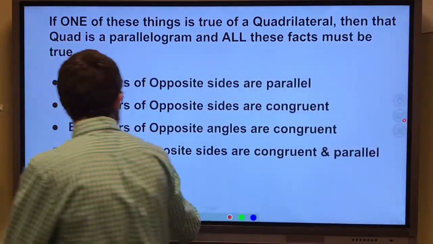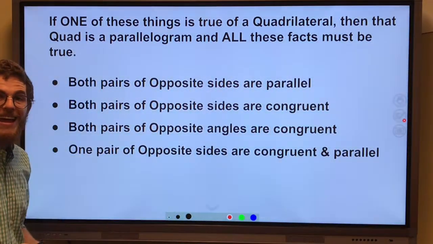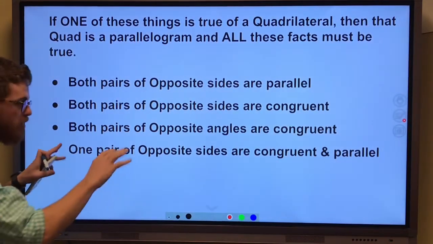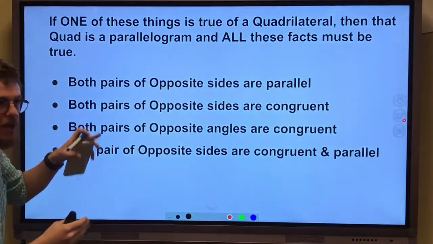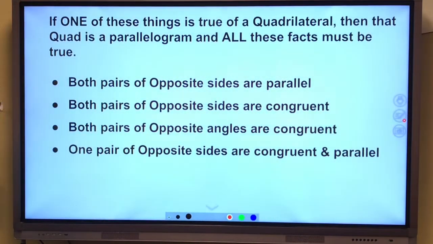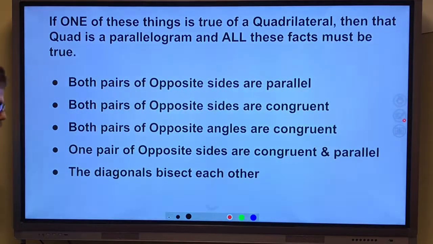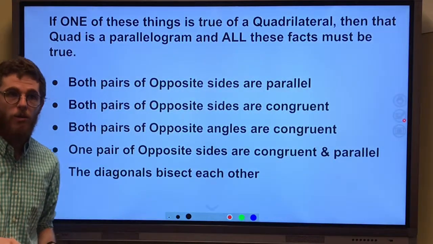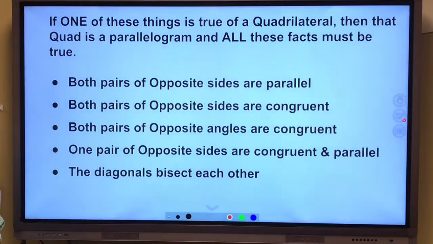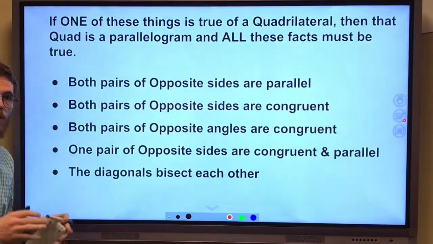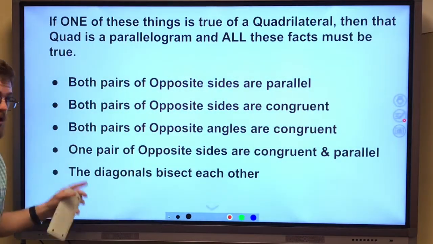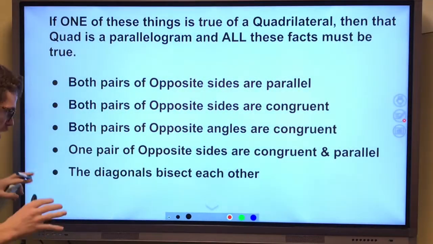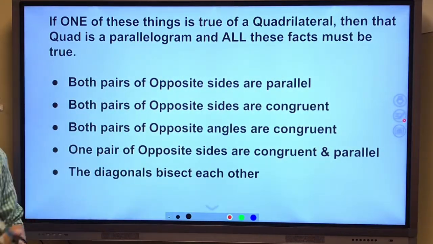If just one pair of the opposite sides are congruent and parallel, you don't have to know anything about the other two sides. If one pair of opposite sides is both congruent and parallel, that's enough to say this is a parallelogram. Finally, if the diagonals of our quadrilateral bisect each other, this is definitely a parallelogram. So once again, if any of these things is true, that means that shape is a parallelogram, and that means that all the rest of these things would have to be true.